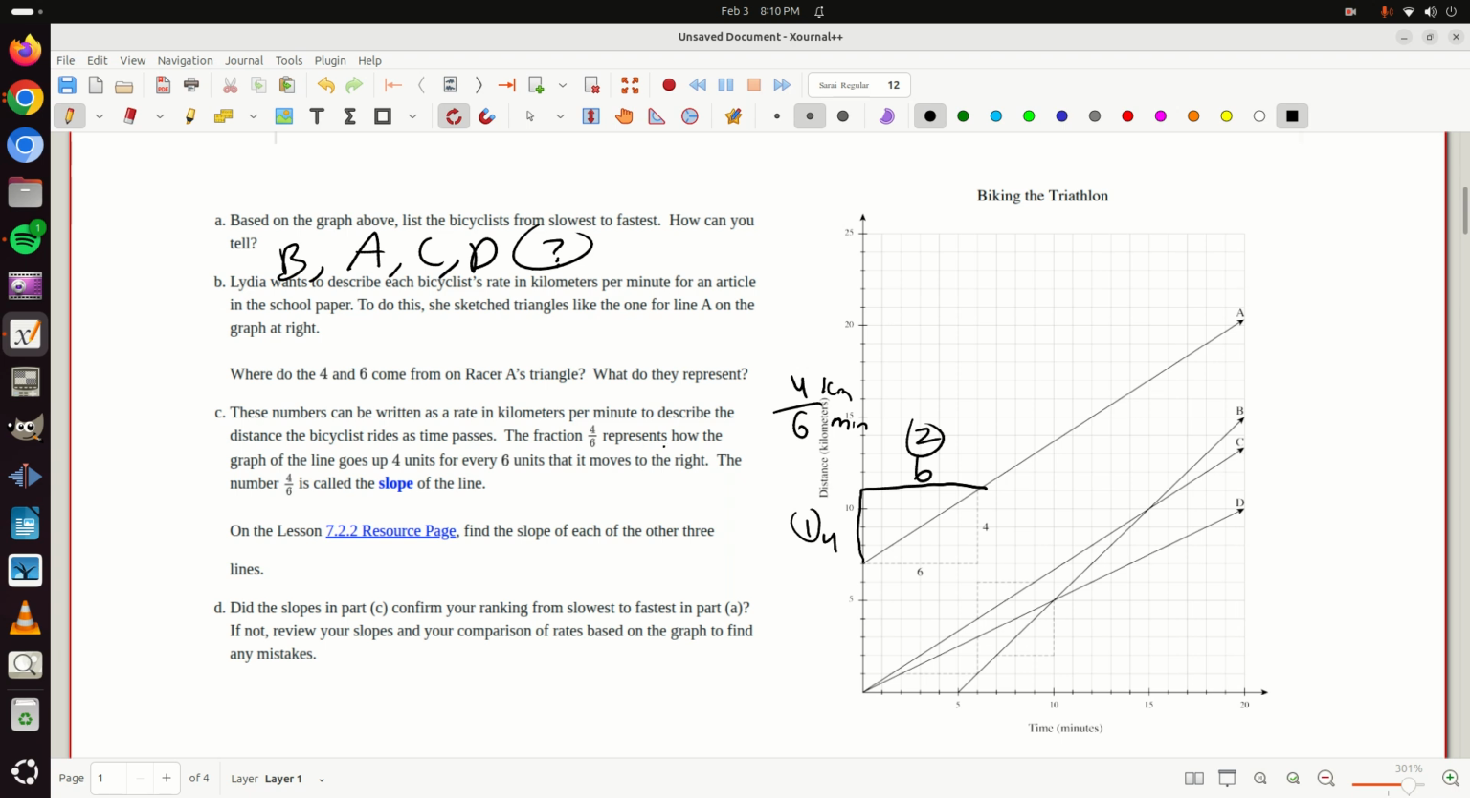The fraction 4 over 6 represents how the graph of the line goes up 4 units for every 6 units it moves to the right. The number called 4/6 is the slope. Again, this is our change in y, 4. This is our change in x, 6.